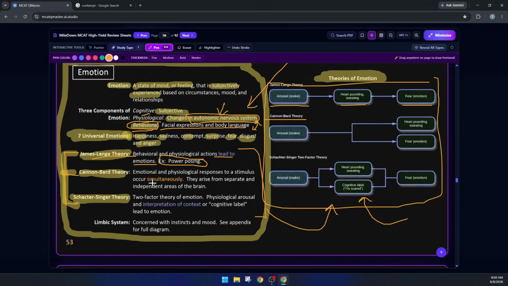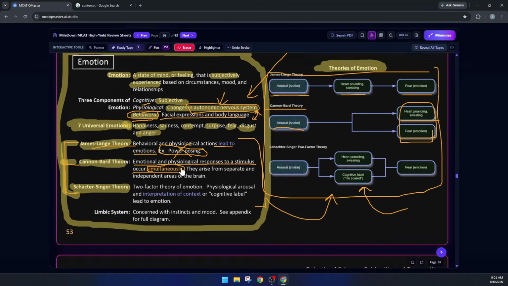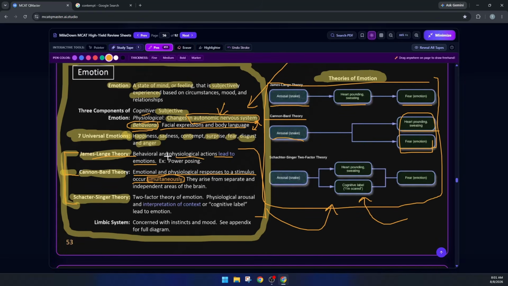So in the Cannon-Bard theory, emotional and physiological responses to a stimulus occur simultaneously. So let's say you saw the snake, but this time the physiological response and the emotion happen at the same time. By the way, power posing is not a really good example if you just write power posing. I don't know why it's there, to be honest. I think the snake example is really good, so just ignore the power posing, honestly. You can figure out a good example with it, sure. But the snake idea and the way it shows you the difference between the theories is a good way to learn, okay?